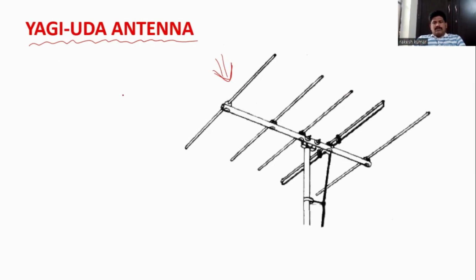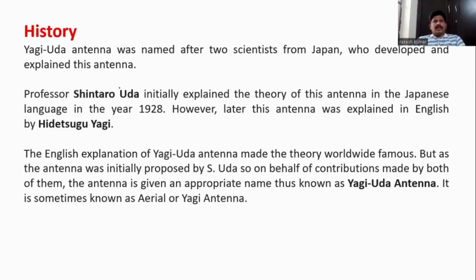Now let us study a brief introduction to this Yagi Uda antenna. The Yagi Uda antenna was named after two scientists, one from Japan and one from the US. Initially, Professor S. Uda, Taro Uda, a Japanese scientist, explained the theory of this antenna in the Japanese language in the year 1928.